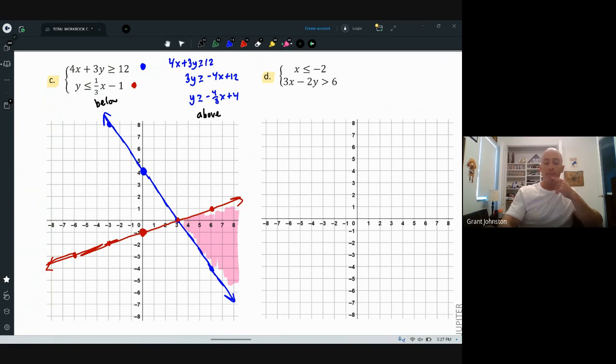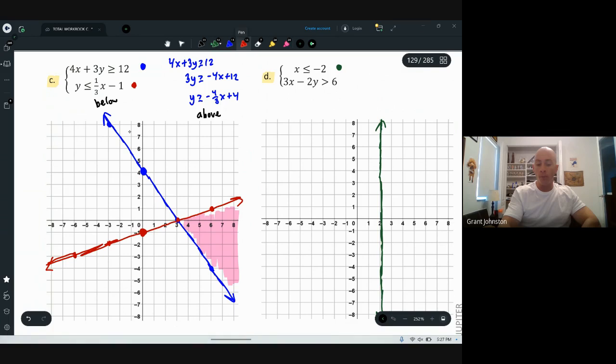Let me show you another one. I'll do this one in green. X is less than or equal to -2, so that's going to be a vertical line and a solid one at that because it's equal to -2. Now the second one I'll do in red.